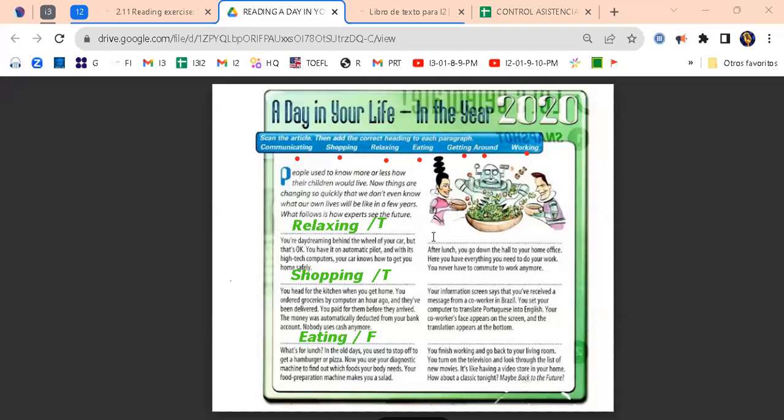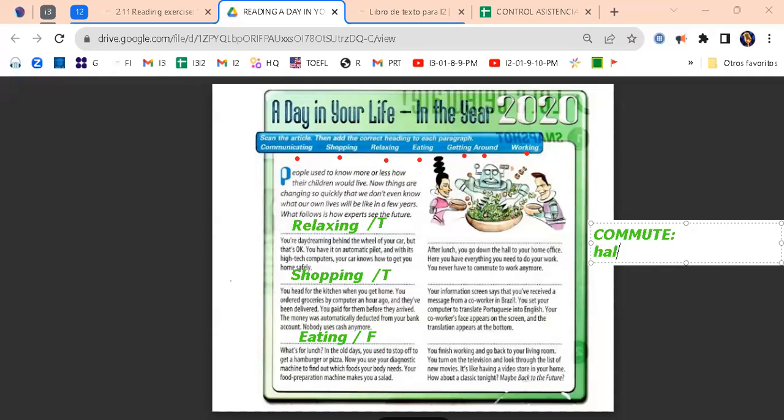What do you think? After lunch, you go down the hall to your home office. Here you have everything you need to do your work. You never have to commute to work anymore. What's commute? What's that? And what is hall? Ideas? Any idea? That's commute.